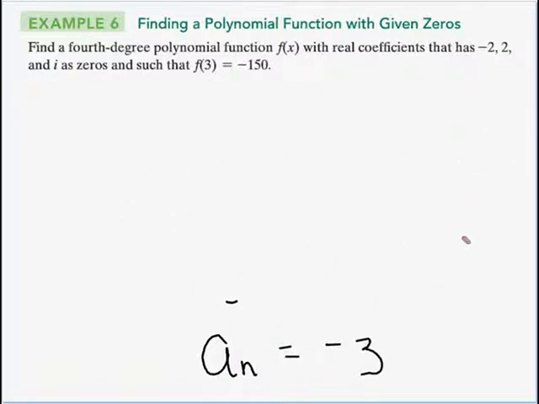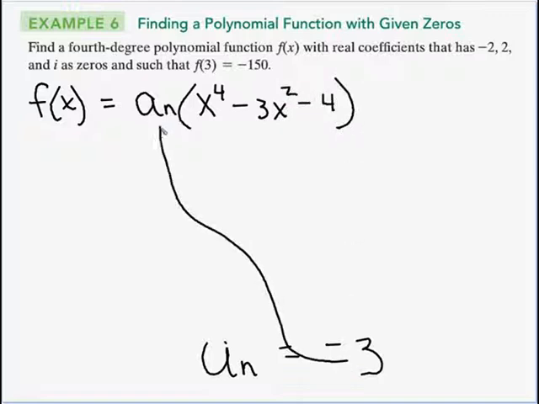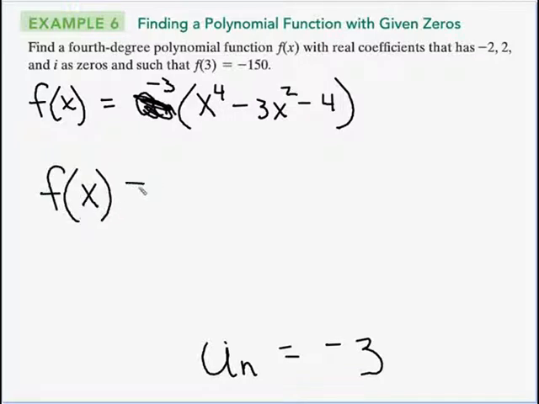Now, I erased it, but you can go back up in your notes to where we had this line: f of x was equal to a sub n, and when we first unfoiled everything there, we had x to the 4th minus 3x squared minus 4. Well, now we know that a sub n is negative 3. So I'm going to put a negative 3 here and distribute. And here's our final answer, our 4th degree polynomial: negative 3x to the 4th plus 9x squared, and then the negative 3 times negative 4 becomes a positive 12.